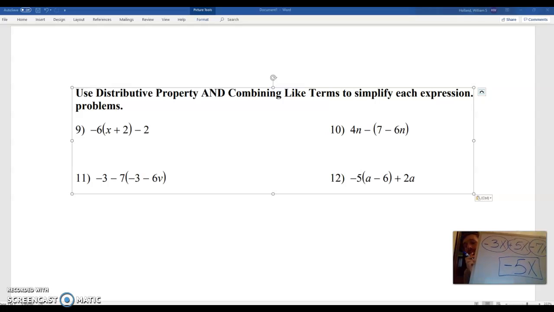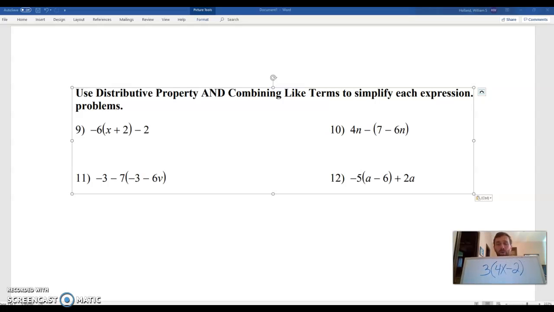Now, what I want you to think about is that the original expression, negative 3x plus 5x minus 7x, is equivalent to negative 5x. So these are called equivalent expressions. What we did there is we combined like terms.